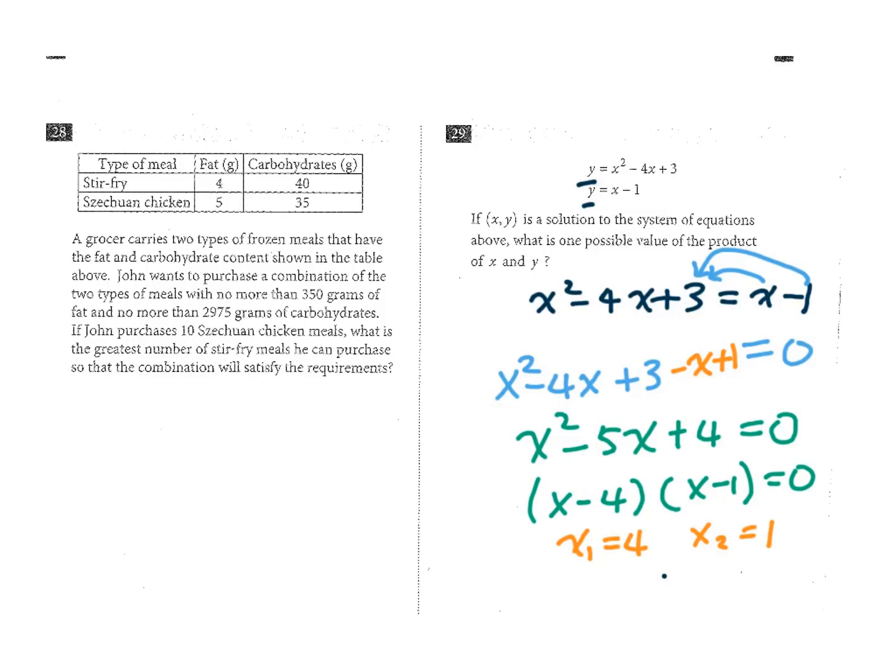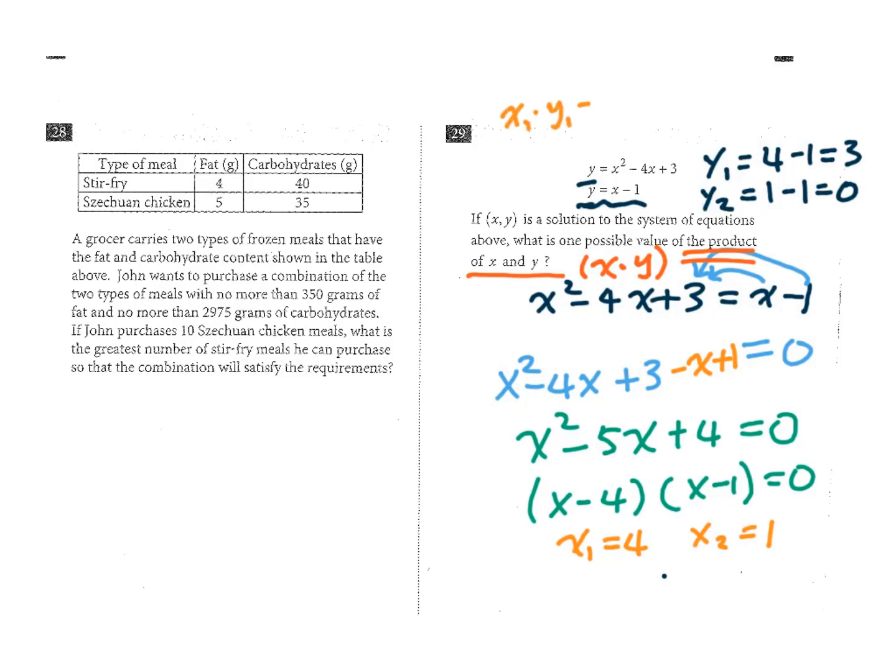Then I plug into this y equals, we get y1. That's 4 minus 1 equals 3. y2 equals 1 minus 1 equals 0. Since we are looking for the product of x and y, that means x times y. So x1 times y1, that's 4 times 3. You get 12. x2 times y2 equals 1 times 0, that's equal to 0. Therefore, the possible value is either 12 or 0.